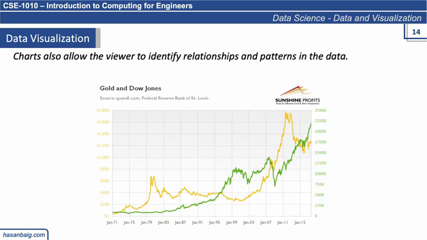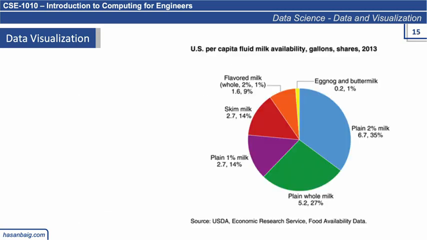We can also compare two sets of data. Here, the yellow color represents the prices of gold, and the green color represents the prices of stock. So here, an investor can easily determine that the prices of gold and stock do not move along with each other. And we can also say that in the year 2011, gold was relatively expensive compared to stock prices. So these kinds of representation and visualization techniques help us analyze the data more effectively.